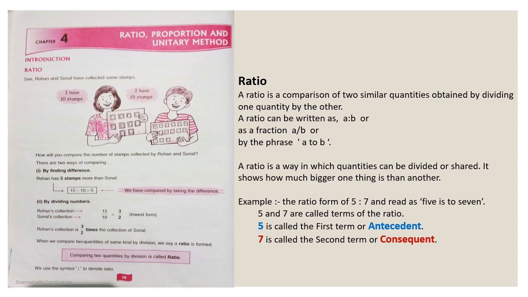A ratio is a comparison of two similar quantities obtained by dividing one quantity by the other. It means we can find the ratio by dividing one quantity by another. A ratio can be written as A:B, or as a fraction A by B, or by the phrase A to B.